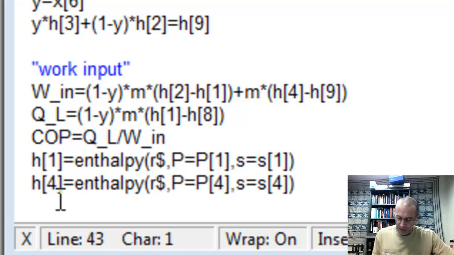And so again, looking at the new equations that I've added, my work input, I've got two compressors. The low stage compressor I weight by 1 minus y, and the upper stage is the full mass flow rate m. And so this is an extensive work. Here's my heat going into the cycle, Q low. Again, I need to weight it by 1 minus y because only a fraction of the material is at the low stage. So that's going to be a lower QL. And then I can find my coefficient of performance, desired over required, QL over W. And I need to calculate a couple more enthalpy values to go ahead and complete that.